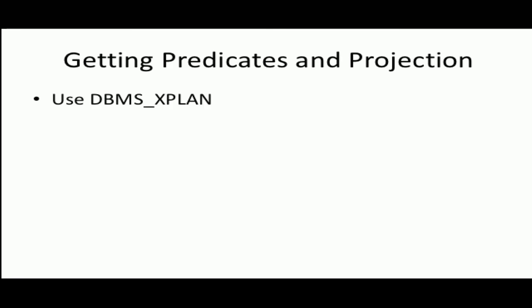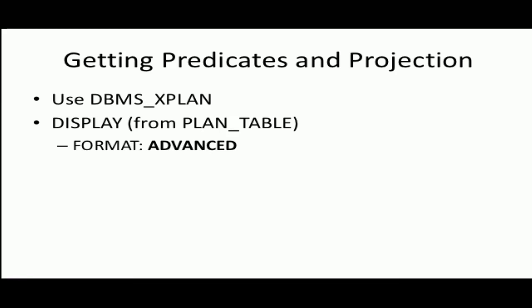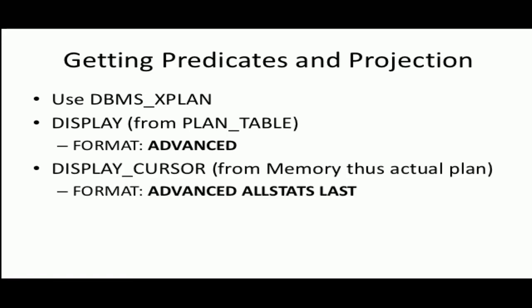How do we get predicates and projection? We use this thing that is called DBMS_XPLAN. That's an API. I can say DISPLAY, DBMS_XPLAN.DISPLAY, and get the result from the plan table. I have some formats. That's another parameter on this API. I can say give me ADVANCED. That's a typical parameter. We can say DISPLAY_CURSOR, which gets me the execution plan from memory. This is the most common one.